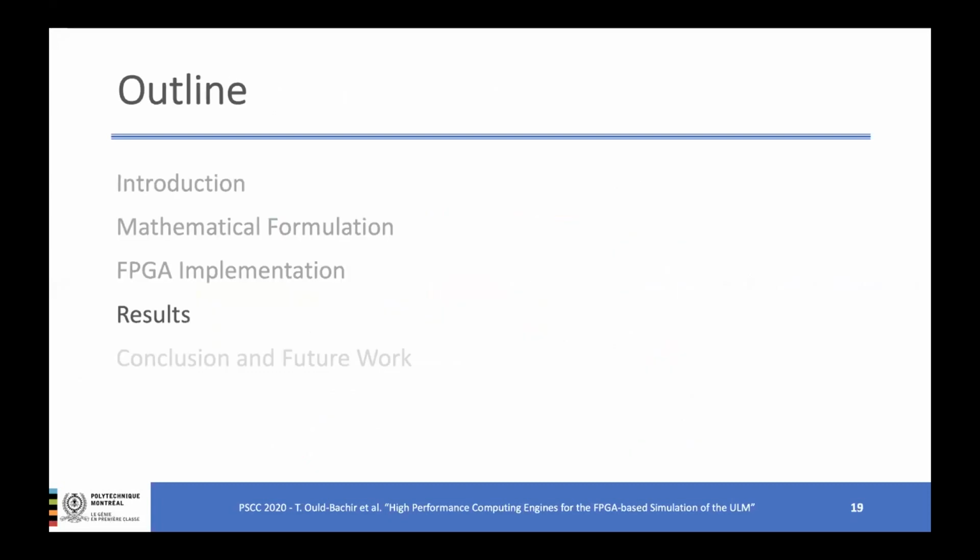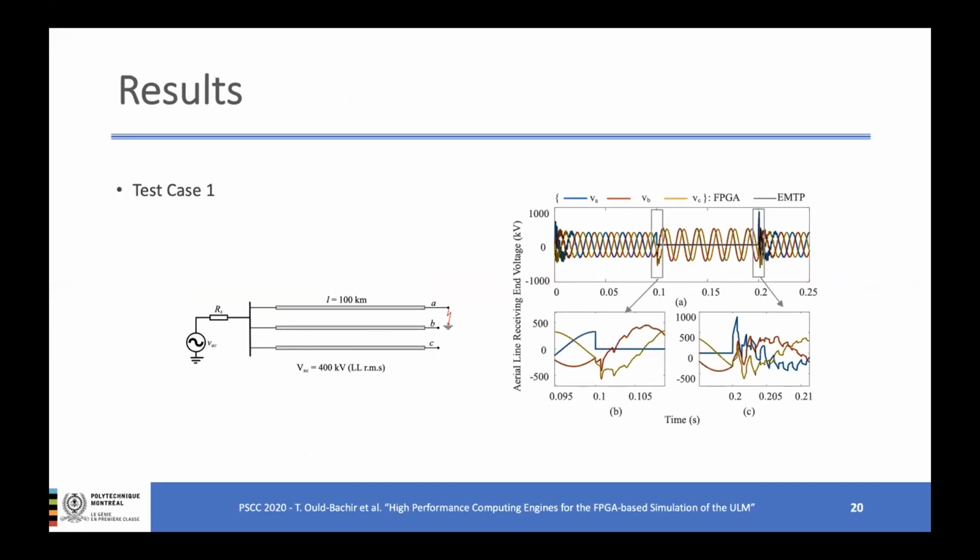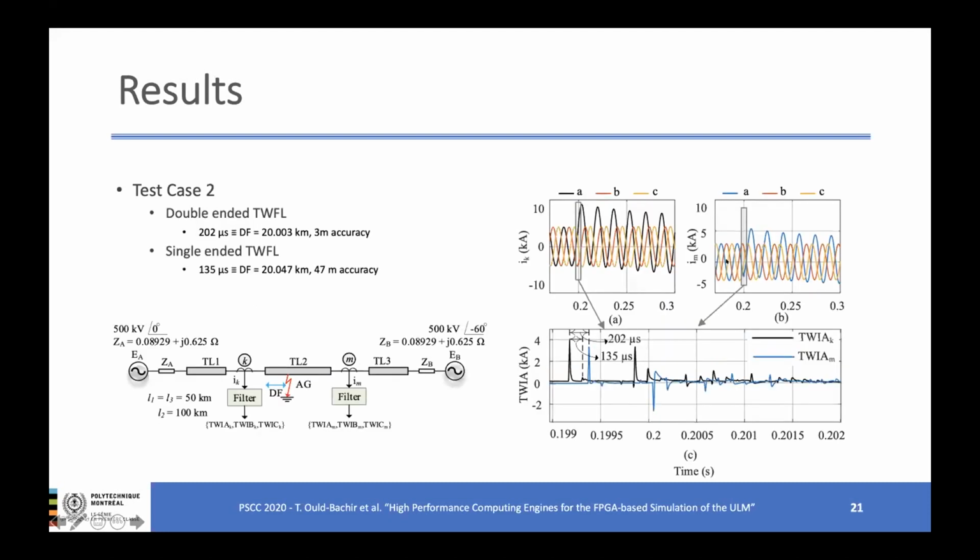So now I'll move to the results. I have two test cases. The first one was just to assess the accuracy of the implementation. We had a three-phase line, and we apply the fault on phase A. And here we see the simulation, for 0.25 second. At 0.1 second we apply the fault, and the fault is cleared after 0.1 second. What we see is that our results from the FPGA match the results from EMTP. So the model is very accurate.